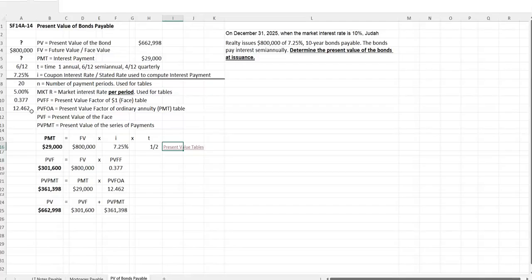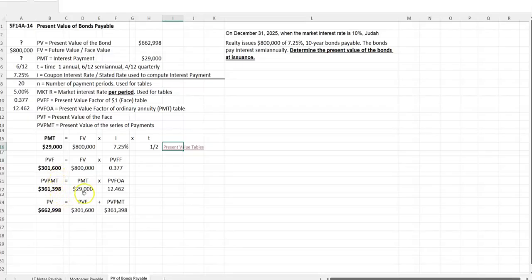So now we have our factors. So for the face, the $800,000 times the present value of the face, 0.377, comes out to $301,600. That's the present value of the face.